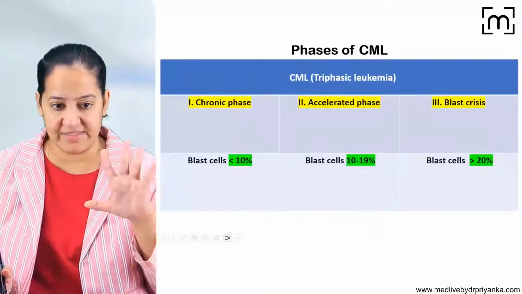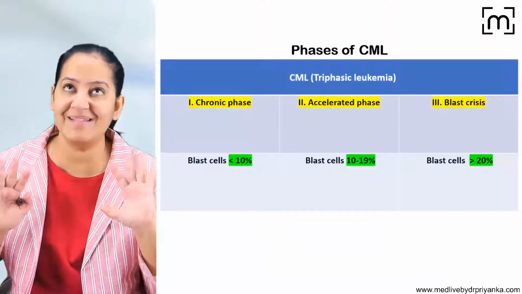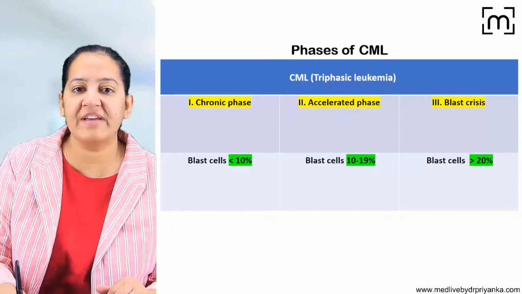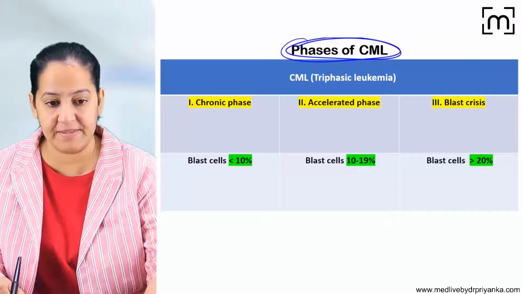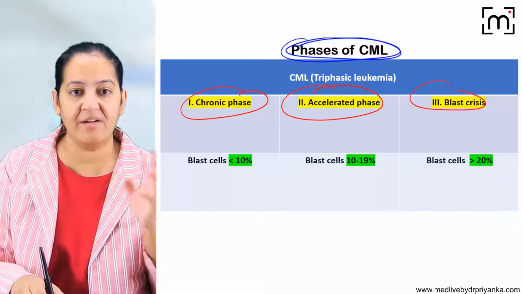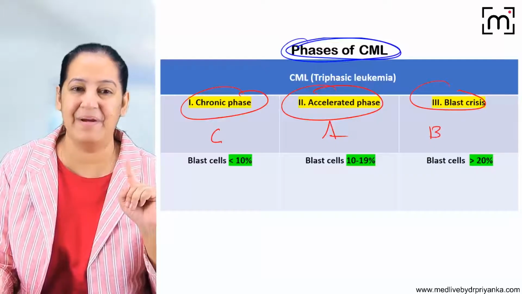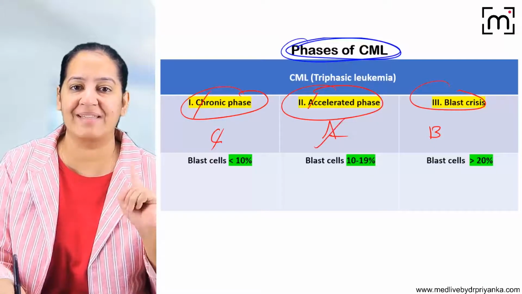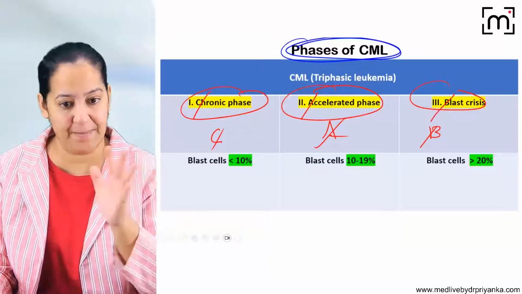This is happening in the 5 cells. Which 5 cells I told you. So please understand the pathogenesis. Now coming on the phases of the CML. How many phases are present in CML? There are 3 phases. Chronic phase, accelerated phase, blast phase. You can learn a mnemonic CAB. So C for chronic phase, A for accelerated phase, and B for blast phase, C-A-B, CAB.